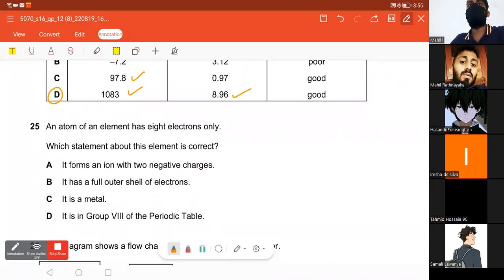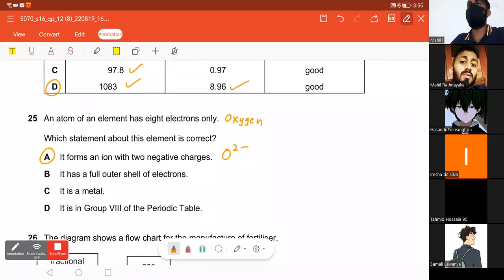Which is the 8 electron atom? Who is the 8 electron atom? Oxygen. Oxygen has 8 electrons. It forms a 2 negative charge. Yes. Oxide is O2 minus. Answer is A. Who said answer B? I can hear someone said noble gas. Noble gas contains 8 electrons in the outer shell.